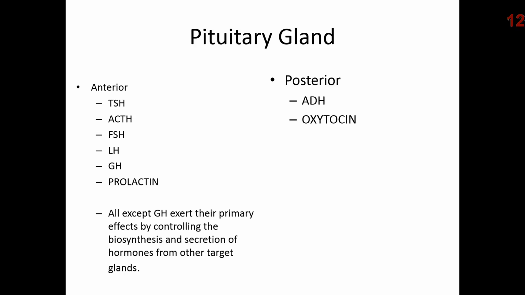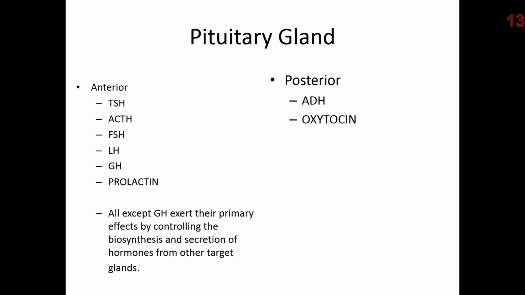Again, remembering when we had too much secretion of the antidiuretic hormone or too little secretion of the antidiuretic hormone. So I want you to understand that in the anterior pituitary gland, all of those hormones, except for the growth hormone, exert their primary effects by controlling the biosynthesis and secretion of hormones from other target glands. So an example of what that means.